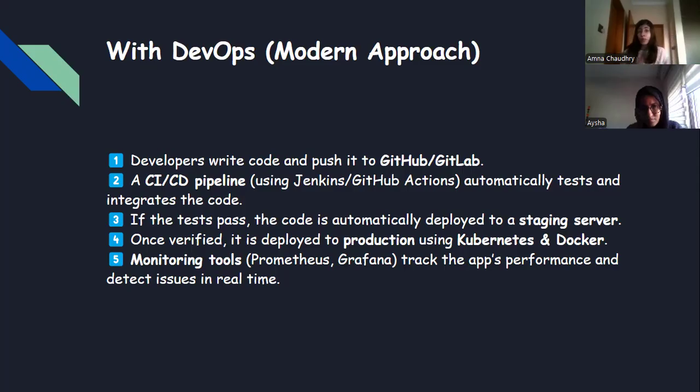Once verified, it is deployed to production using Kubernetes and Docker. Docker creates a container for an application, and in Kubernetes there are multiple Dockers where you can run multiple apps on multiple machines. Monitoring tools Prometheus and Grafana track the app's performance and detect issues in real time. You can monitor at any time what the issues are.